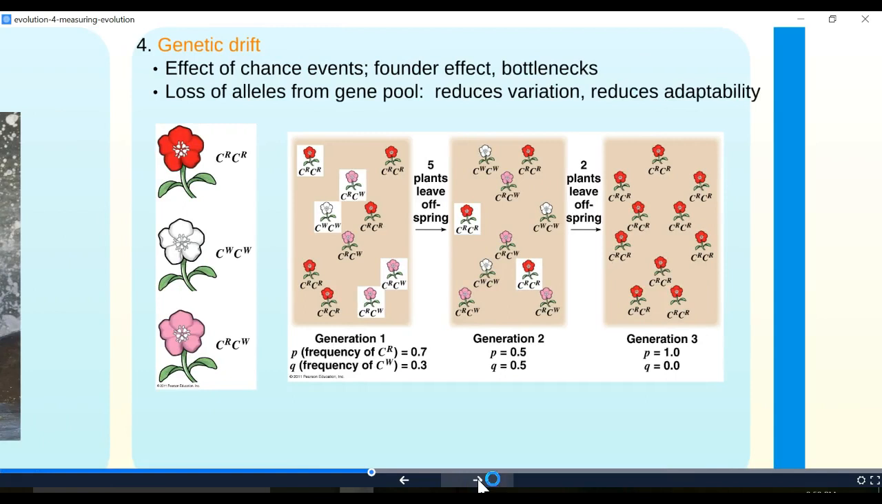Genetic drift, remember that this is the effect of chance events, so that includes founder effect as well as bottlenecks. Loss of alleles from a gene pool results in reduced variation, and it also will reduce the adaptability of that population in that particular area.